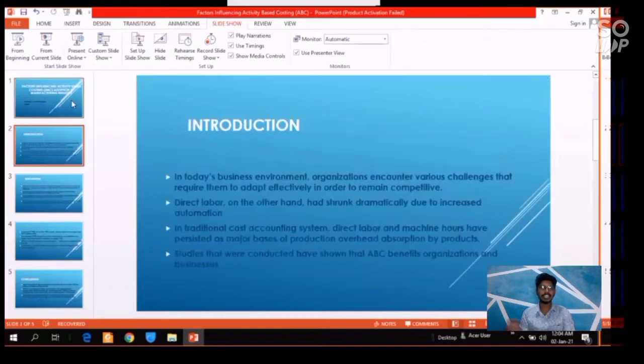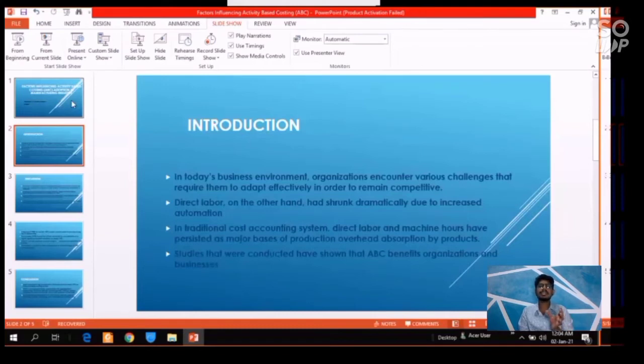As an introduction, in today's business environment, organizations encounter various challenges that require them to adapt effectively in order to remain competitive. Direct labor has shrunk dramatically due to increased automation. In the traditional costing accounting system, direct labor and machine hours have persisted as a major basis of production overhead allocation to products. Studies that were conducted have shown that ABC benefits organizations and businesses.